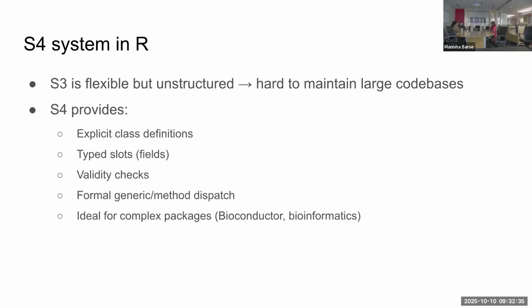So quickly moving to S4. Although we saw S3 is flexible, it is kind of unstructured and can be hard to maintain in large code bases. So here comes S4, which provides explicit class definition. This has typed slots or fields, validity checks, and formal generic method dispatch. And these can be ideal for complex packages like the Bioconductor packages that we use.